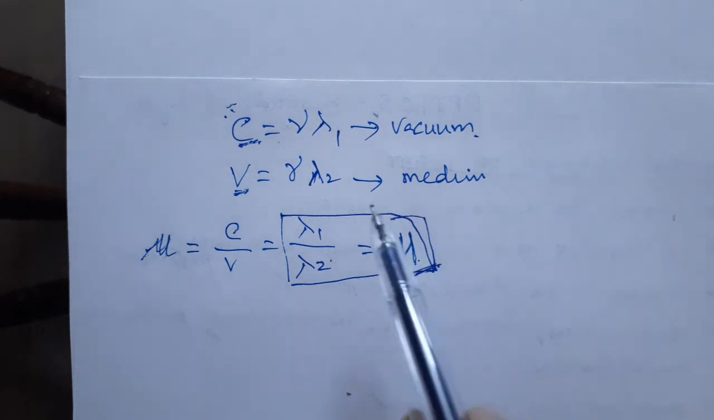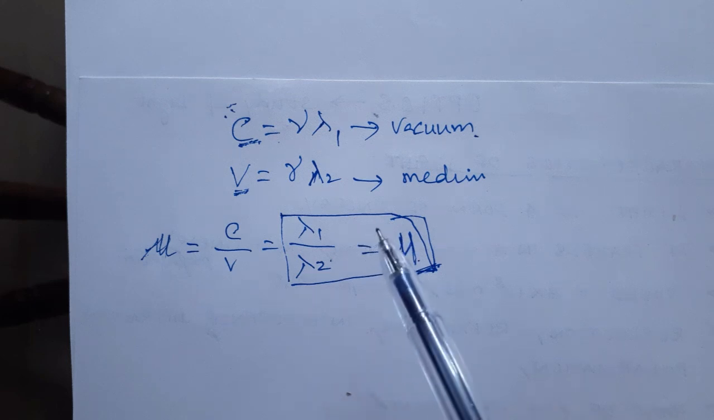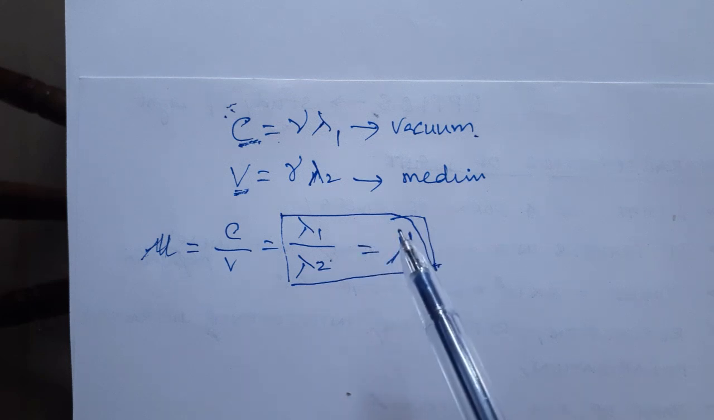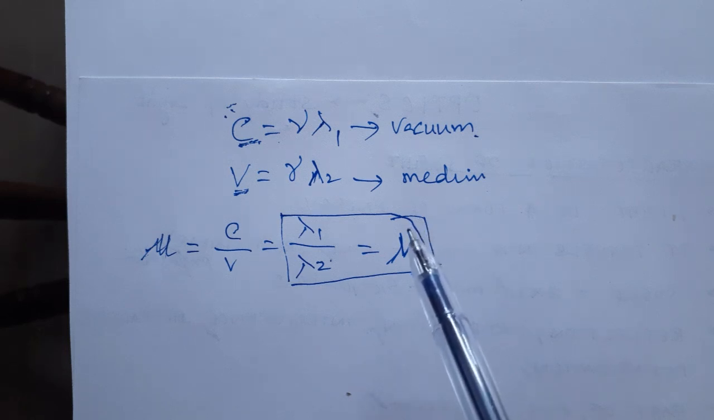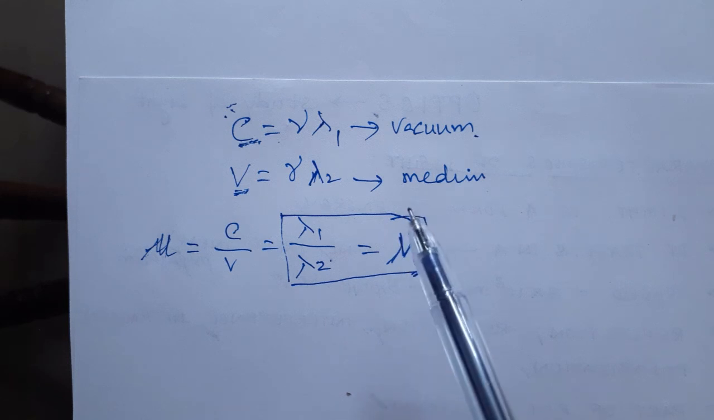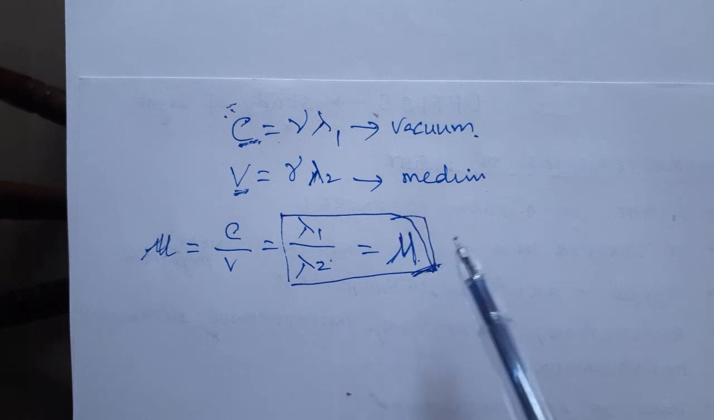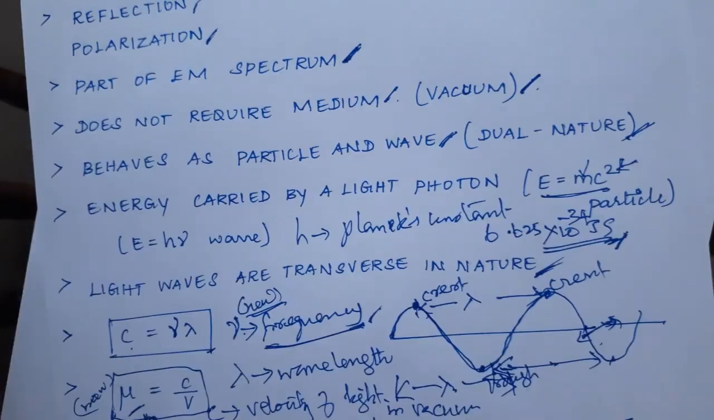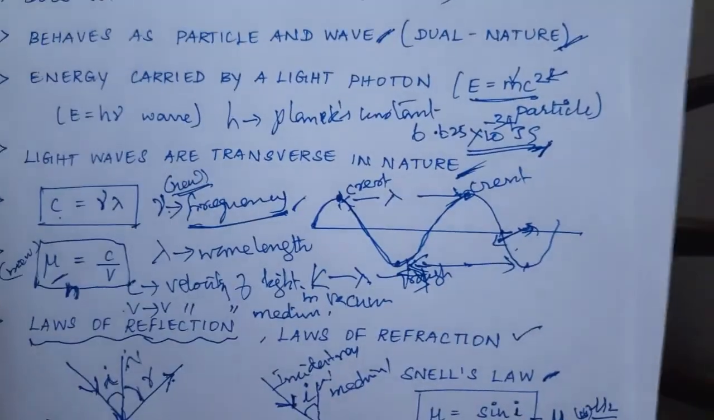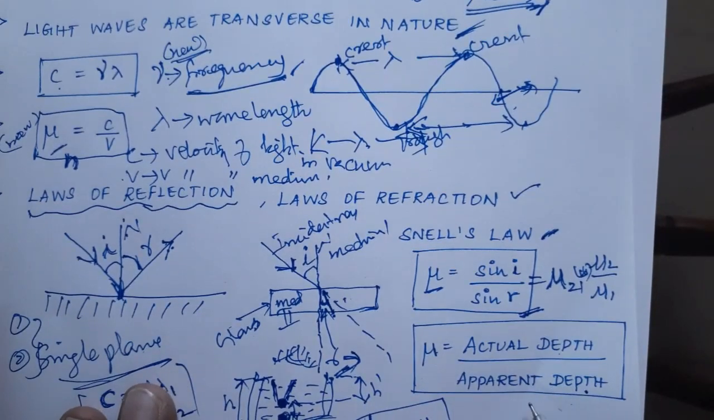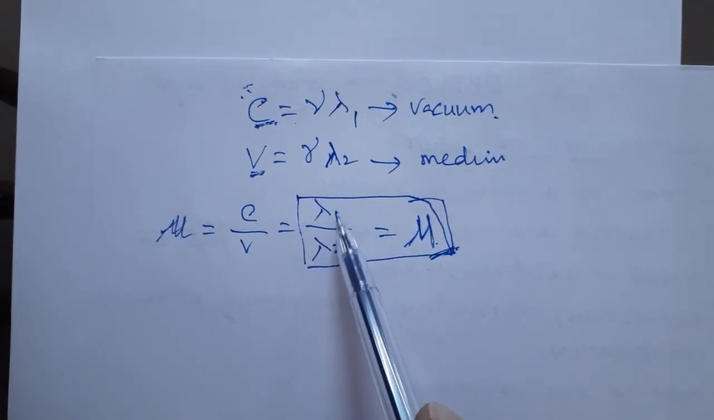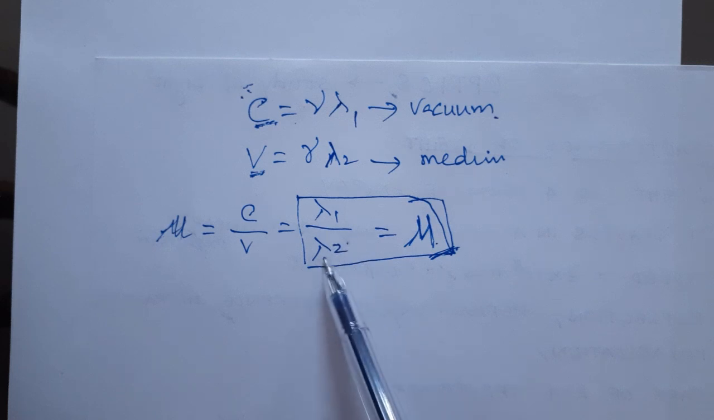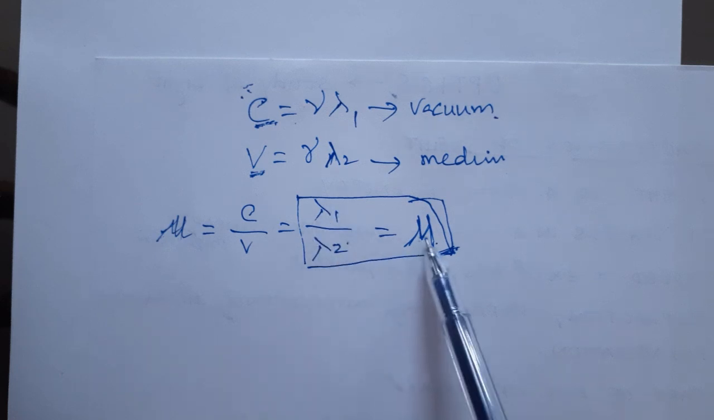So in terms of velocity of light, it is the ratio between the velocity of light in vacuum and the velocity of light in the medium, that is C by V. In terms of angle of incidence and angle of refraction, Snell's law, mu equal to sin i by sin r. In terms of depth, it is the ratio between actual depth and apparent depth, that I explained already. In terms of wavelength, it is the ratio between the wavelength of light in the first medium and the wavelength of light in the second medium. This ratio gives again the refractive index.